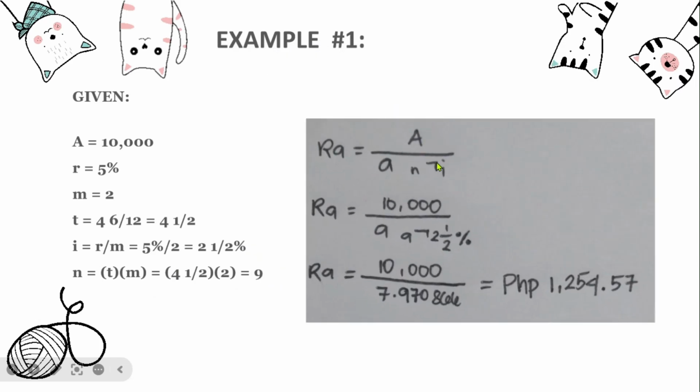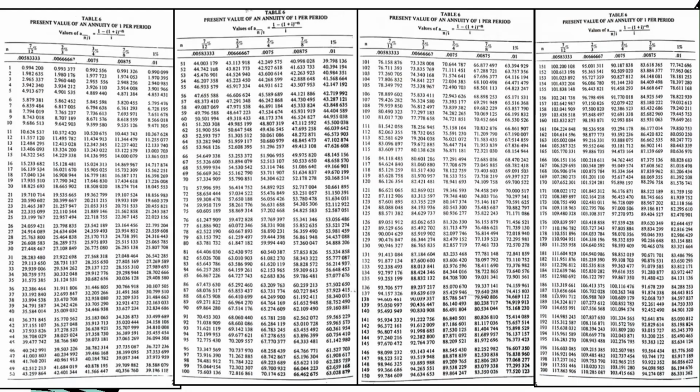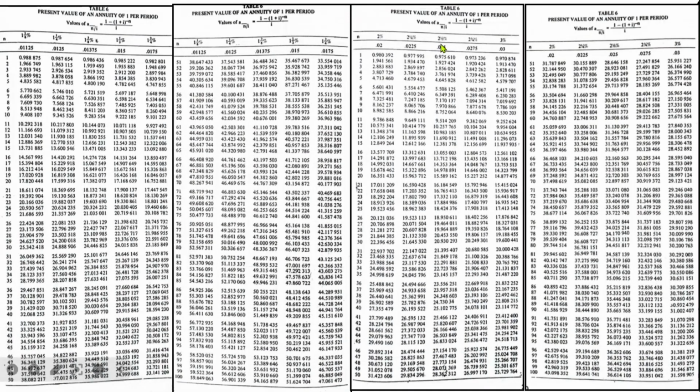This is our solution. We should first write the formula, and the second part is we should put the values on it from the given. A is 10,000, N is 9, and I is 2 and 1/2%. To get the 7.970866, we should find the N and I on the table of values. Let's first find the I, which is 2 and 1/2. I'm really sorry that this is not clear. So this is our 2 and 1/2 because this is 2 and 1/4 and this is 2 and 3/4.